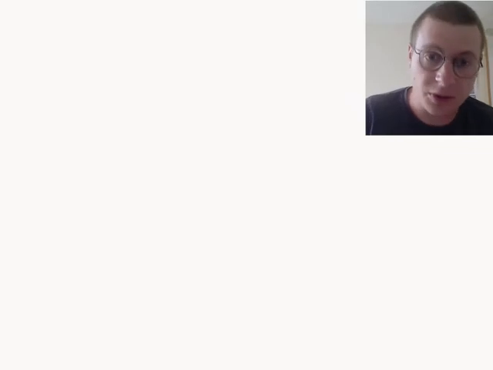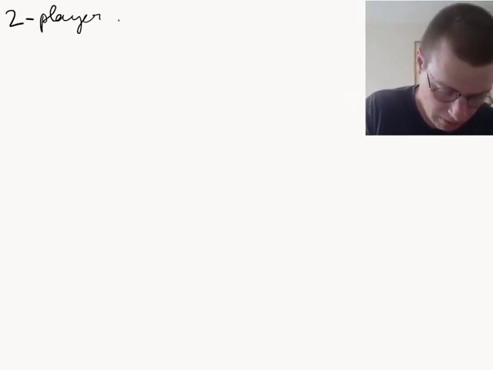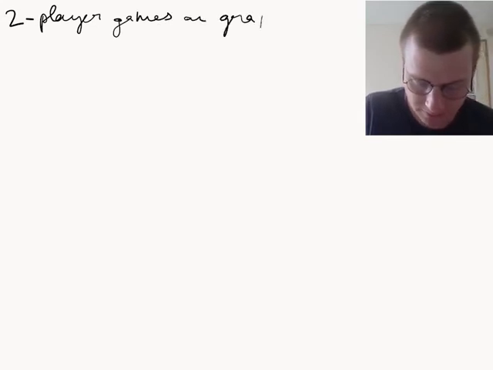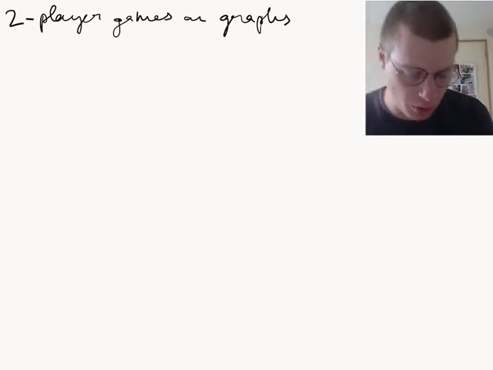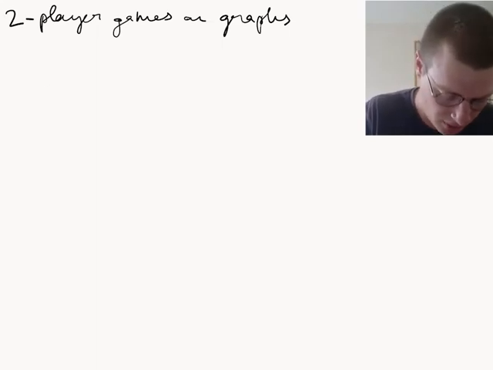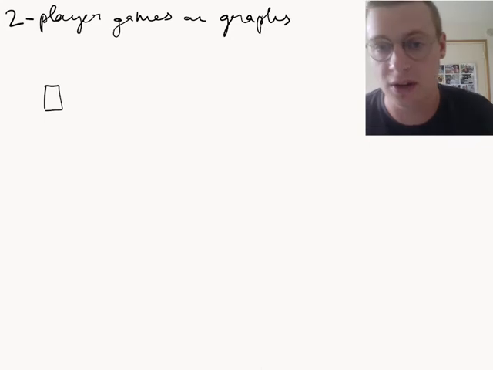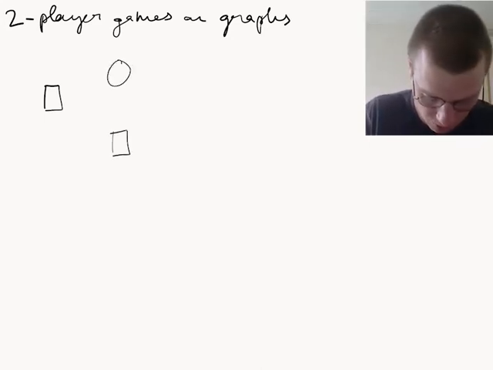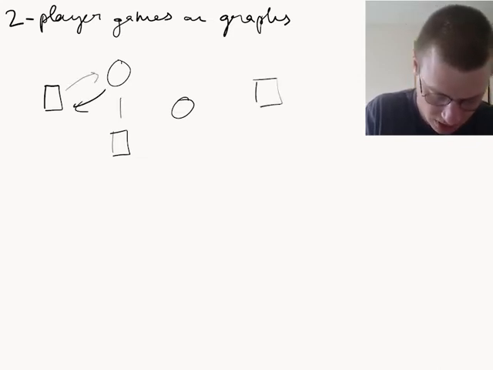So let me start by defining two-player games on graphs, which will be the object of our work. These are given by a graph with two different types of vertices. I'm going to write squares and circles, right? So you have some squares and some circles. And then you have some edges.